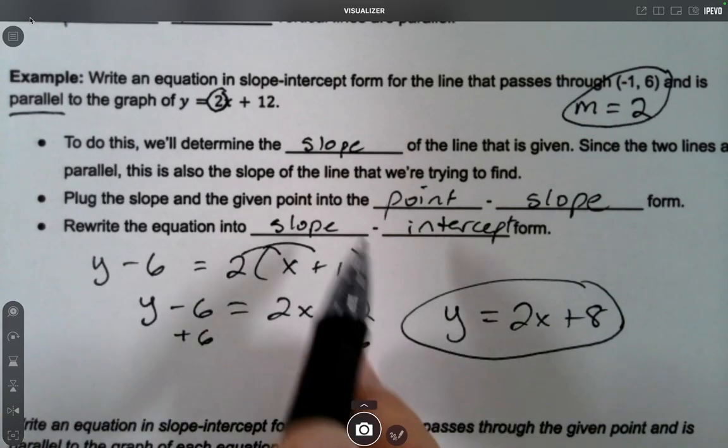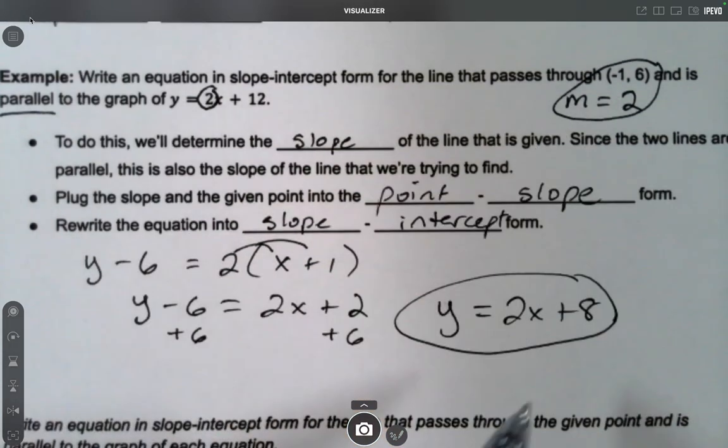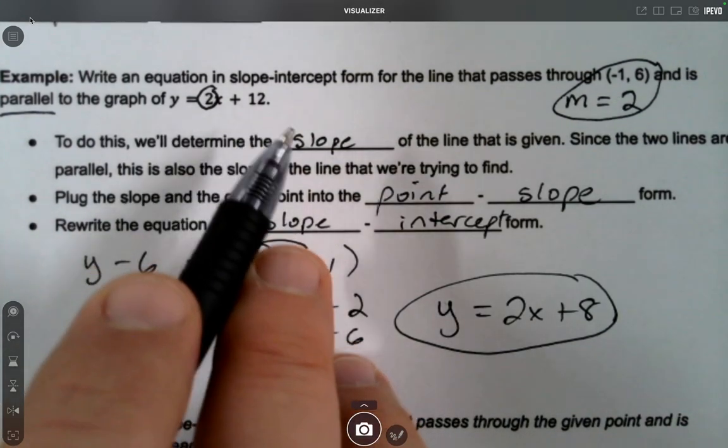So that line is parallel to this one because they have the same slope, but it passes through this point, which makes it different from this line.